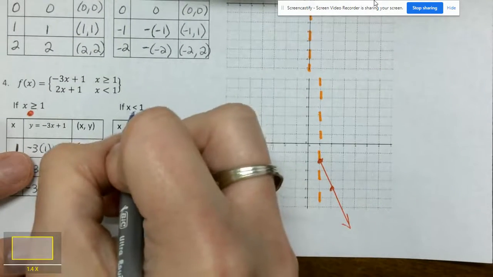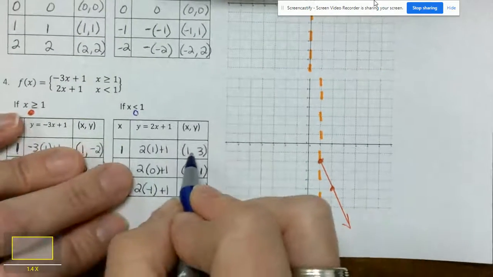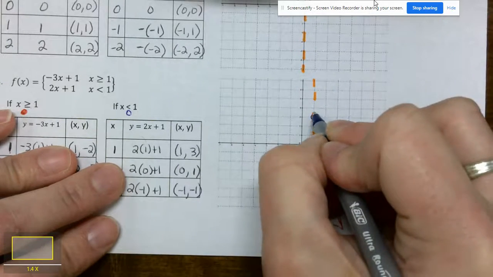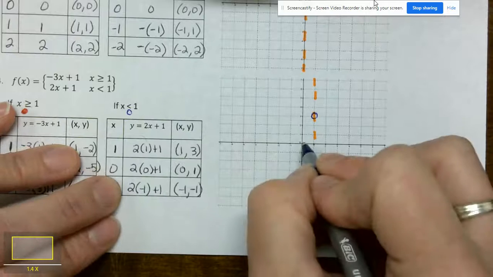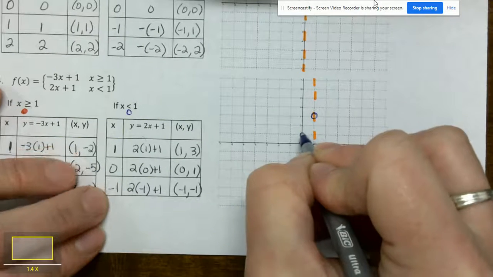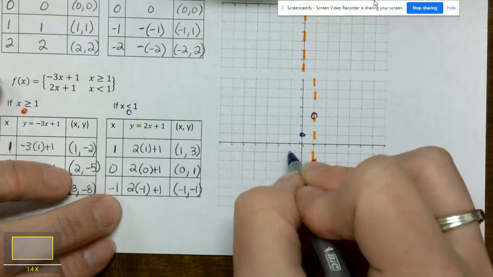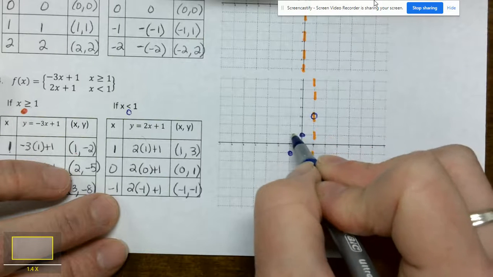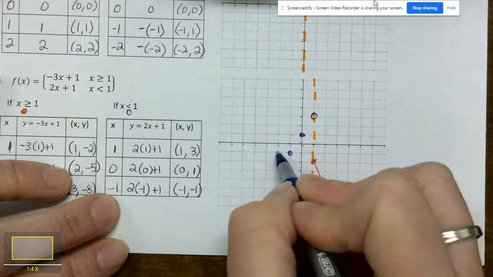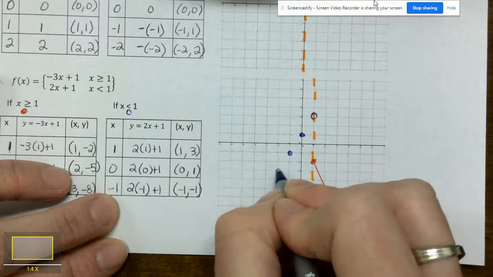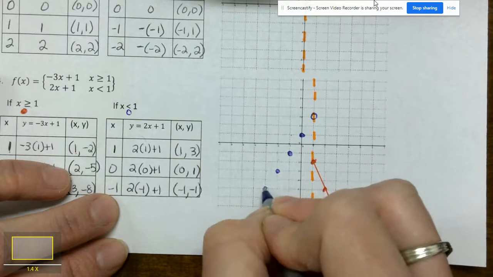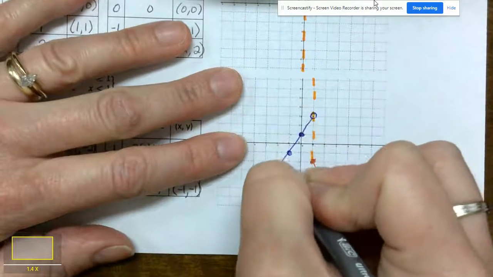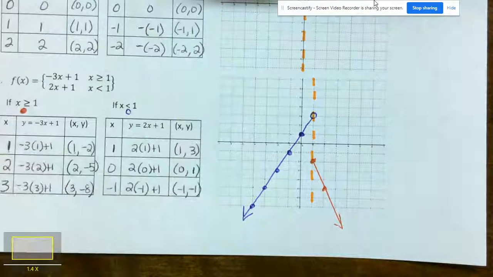Now for this one, we're going to have an open circle. So at 1, 3, 1, 1, 2, 3, this is an open circle. 0, 1, -1, -1. Hopefully you can see you're going over 1 and down 2, over 1, down 2, over 1, down 2, over 1, down 2. So this one looks like this.